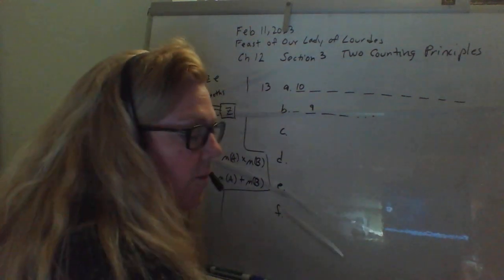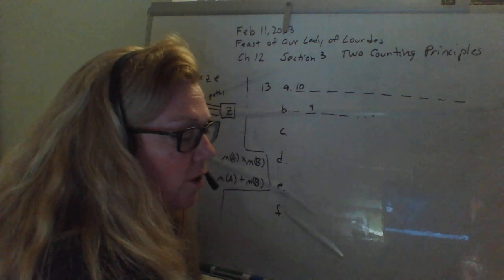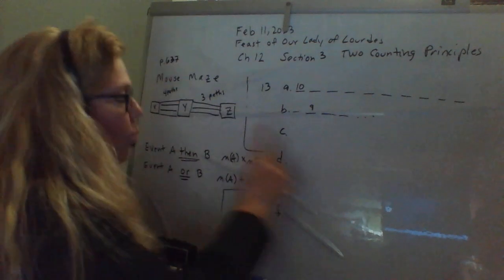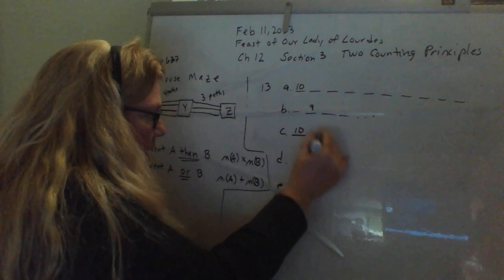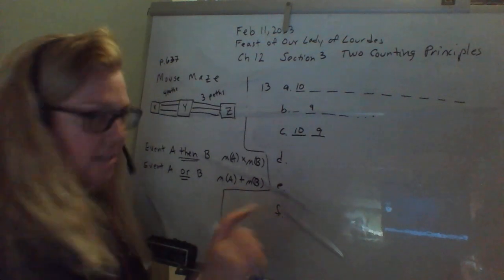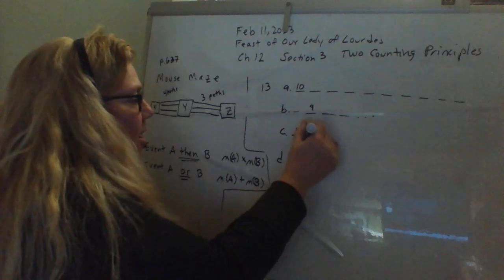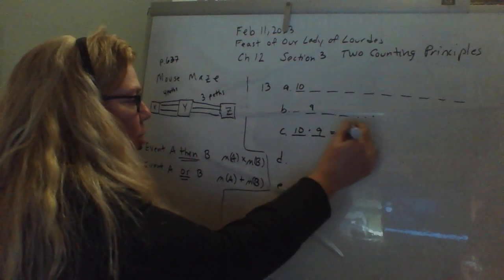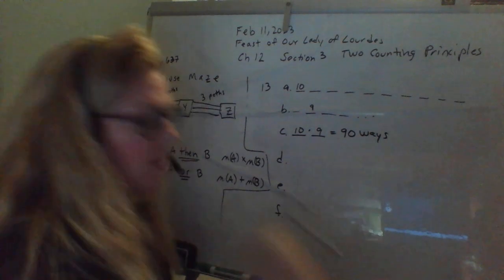C. In how many different ways could chairs 1 and 2 be filled? Well, if in chair 1 there are 10 people, and chair 2 there are 9 people, and that's not an or statement, that's one person, then the second person, I will multiply them. There are 90 ways to fill chairs 1 and 2.